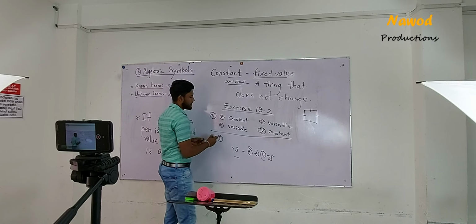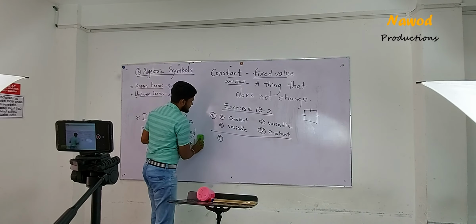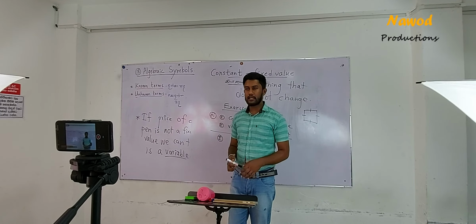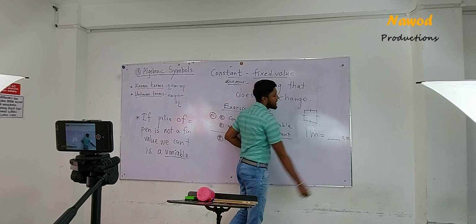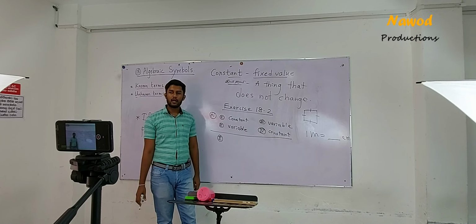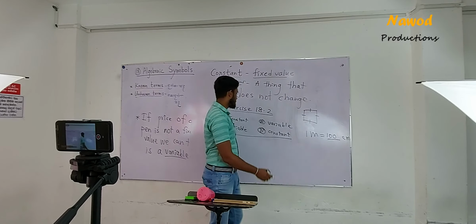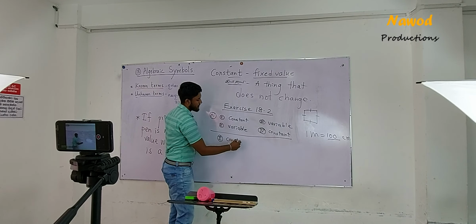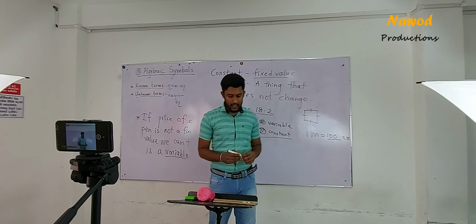Fifth one, right? What is the fifth one we have? Number of centimeters in a meter. For 1 meter, how many centimeters are there, dear students? 100 or 1000 or 10? Yes. For 1 meter, there are 100 centimeters, so is it a variable or a constant? It's a constant. You can write down with me. Sixth one. Give the answers with me.